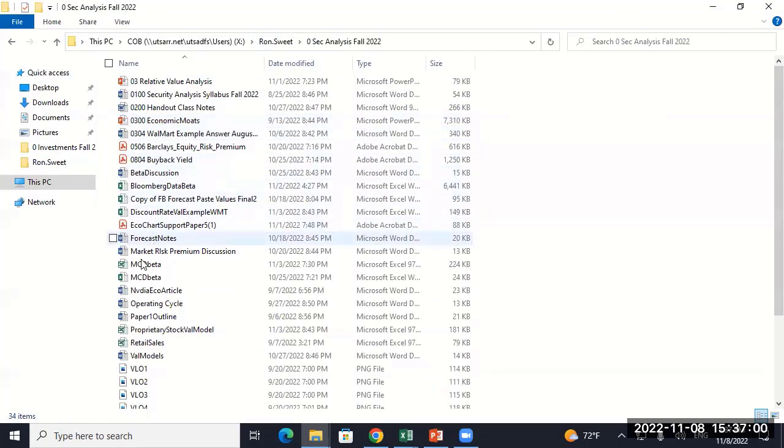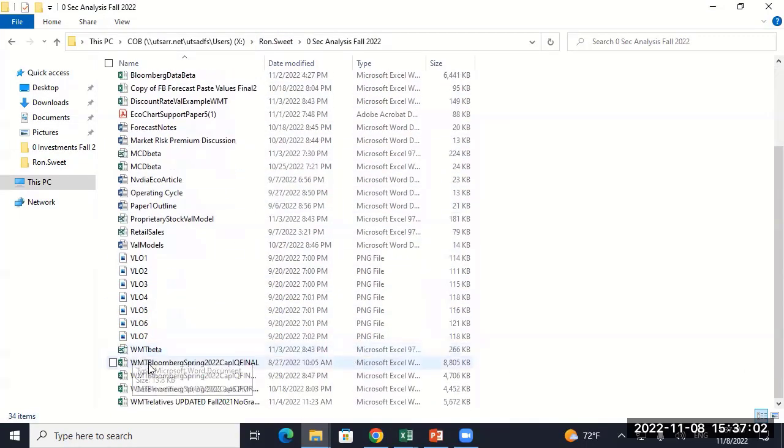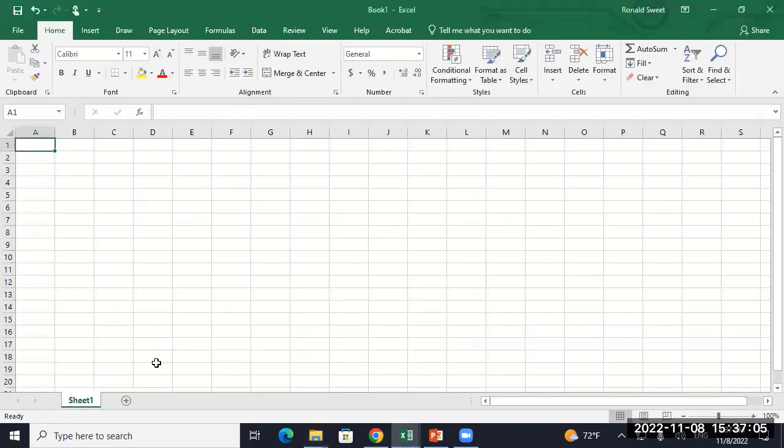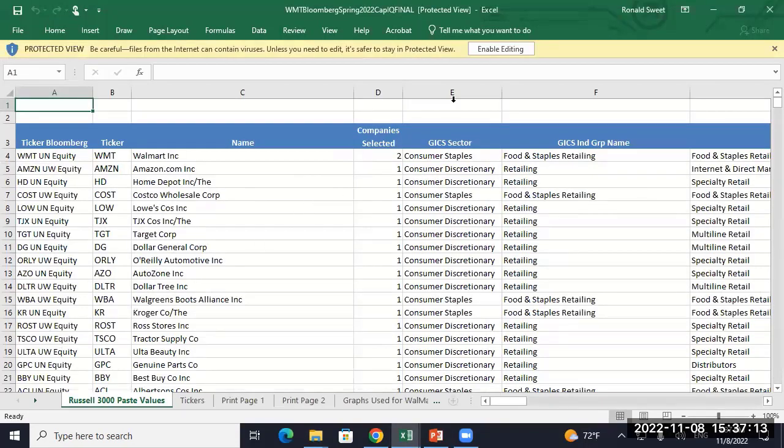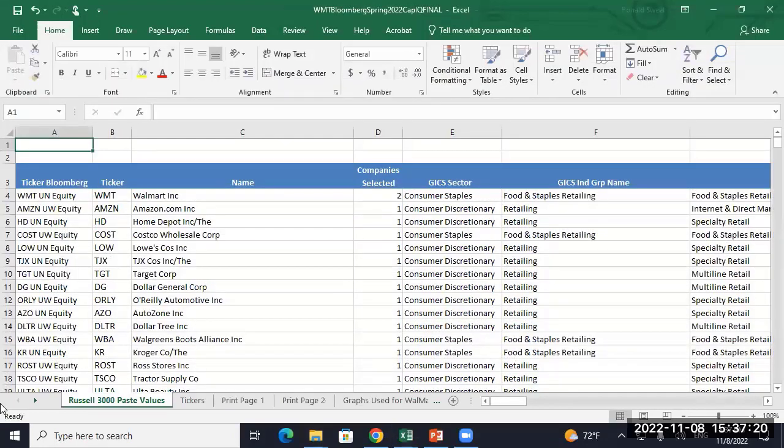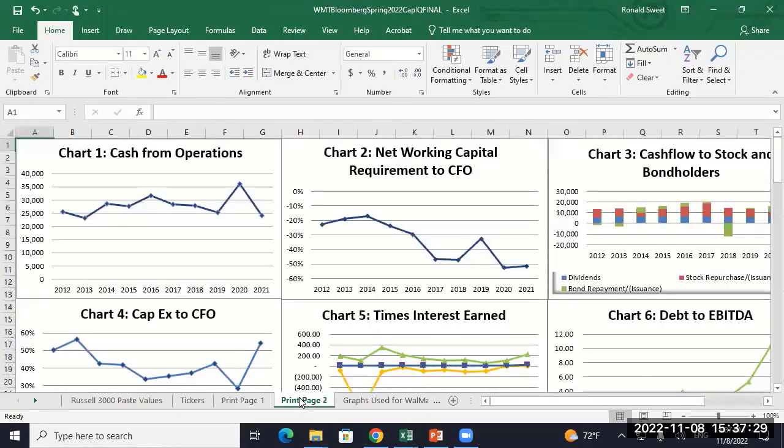I'll show you an example here. So this is a file I built for Walmart that y'all seen in my class. So Jacob and Leo, y'all remember in our class, you had that first project. That first project, I pulled everything from Bloomberg. I'm now pulling everything from Capital IQ. So everything I did, does this look familiar at all to you? Print page 1, print page 2, that can bring back nightmares tonight, probably.